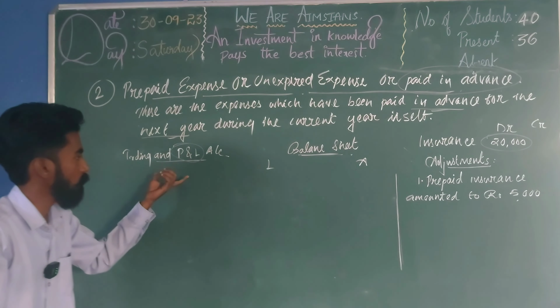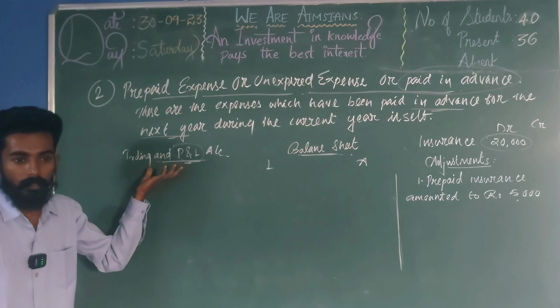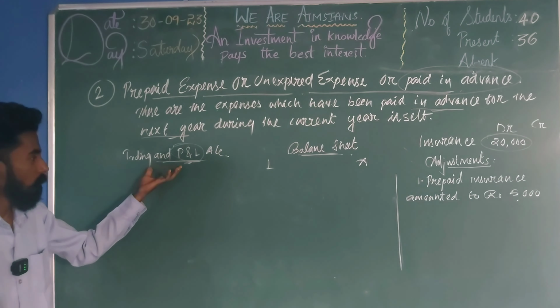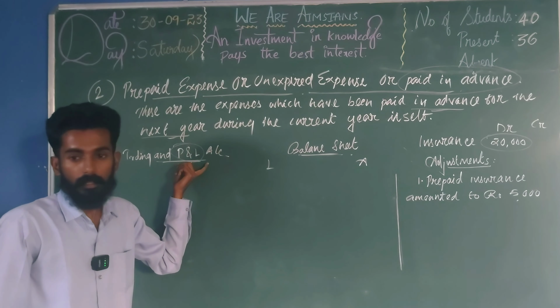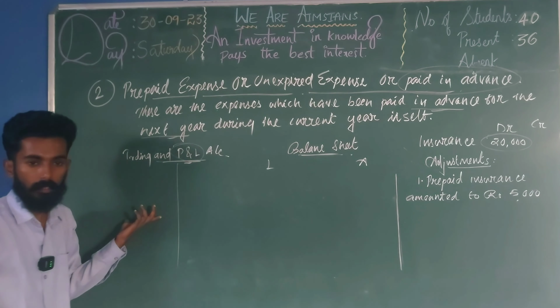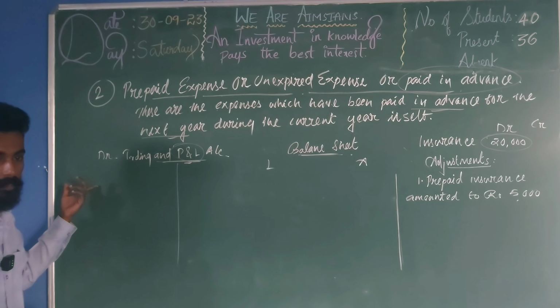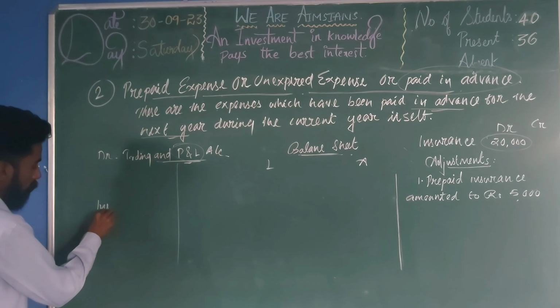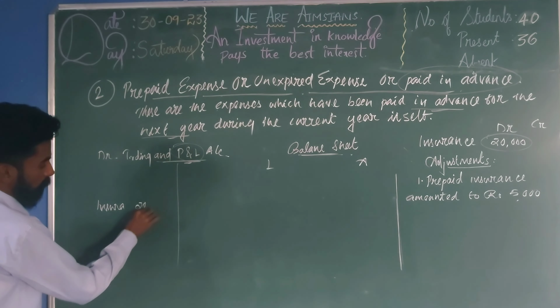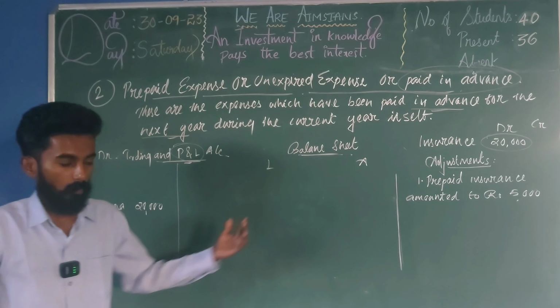We have to adjust it through the P&L account. Debit side or credit side? Debit side, because expenses are debited. What do we need to write? Insurance. How much will it come? Insurance will come 20,000, because it is already given in the question. In the trial balance, insurance is 20,000.